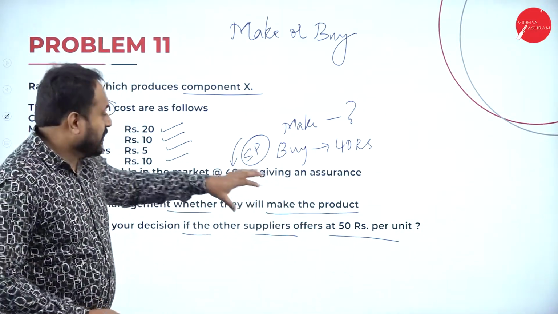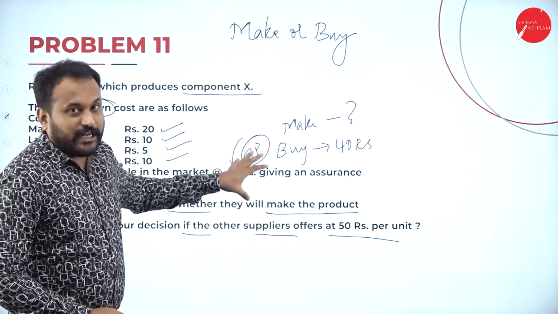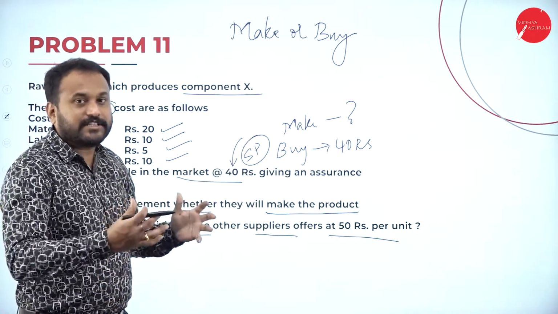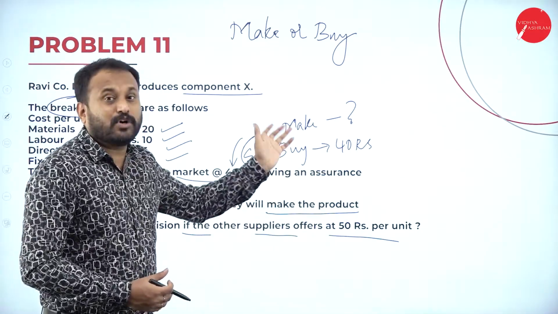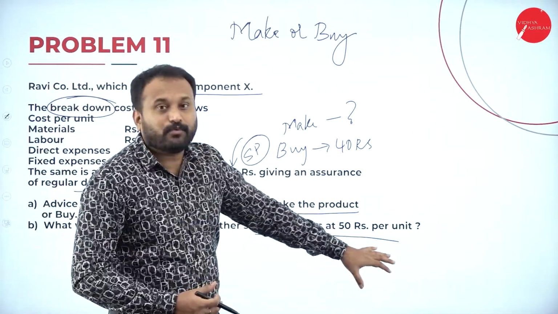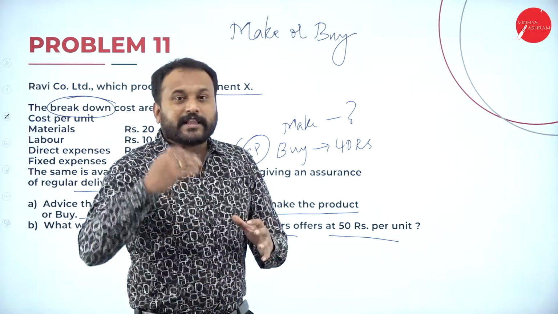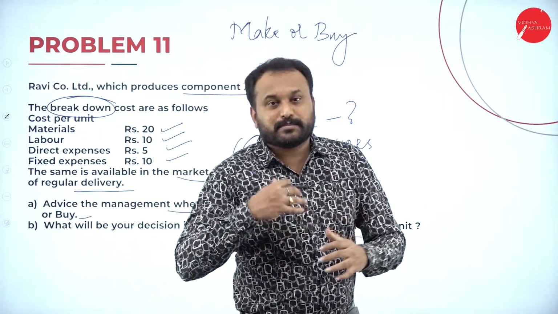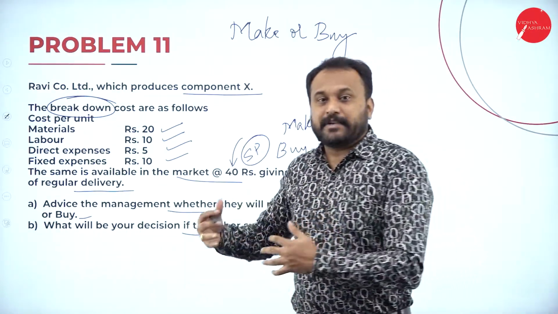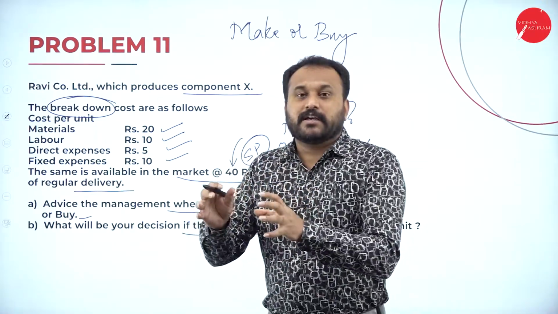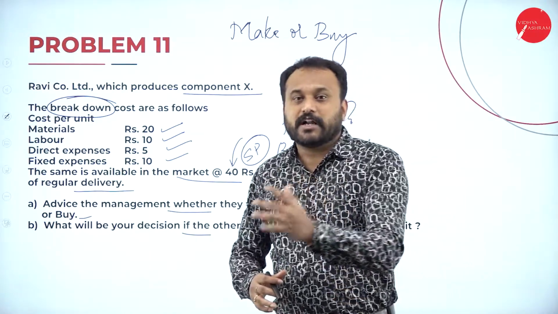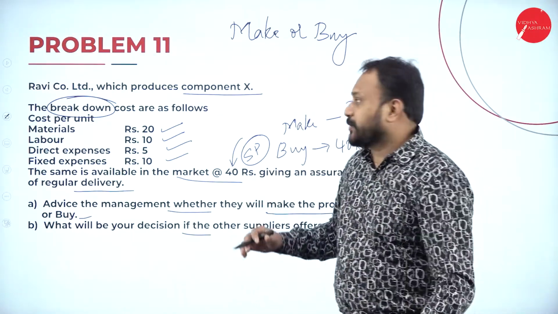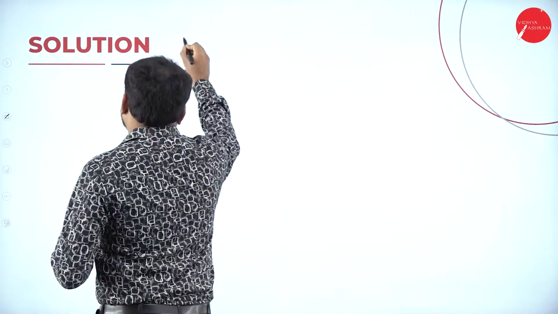So see here, if I buy for 40, how much is it? It is 40 rupees. So whether I'll make or buy, again here they have given more than 40 rupees, that is 50 rupees. What will be your decision? More than solving the problem, here you are supposed to convince the examiner that this is the reason for my decision, whether I'll make the product or buy the product. So it's a 10 marks question. So here we'll go with the solution. The first is the solution number A.